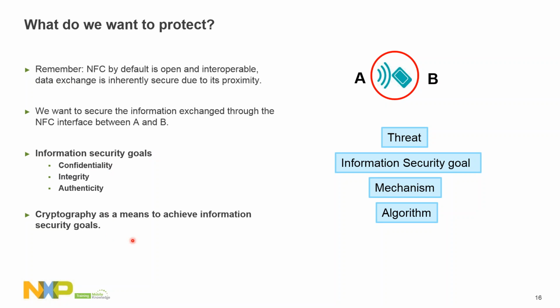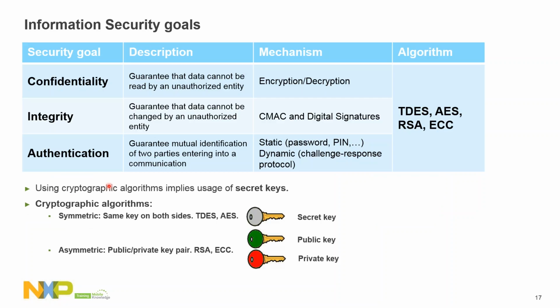And as I said before, securing the information can mean various things depending on how and what we want to protect. Here you can see the threat, information security goal, mechanism, and algorithm approach. And why? Let me present it right away. So let's dive into what the different information security goals imply. The concepts introduced in this slide are very important, as our application might require one particular information security goal or a combination of them.